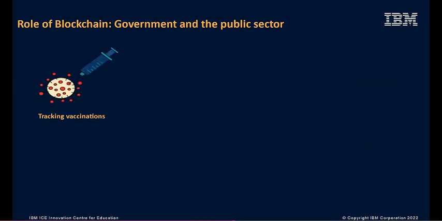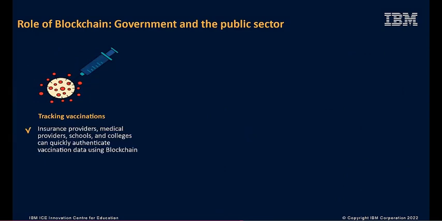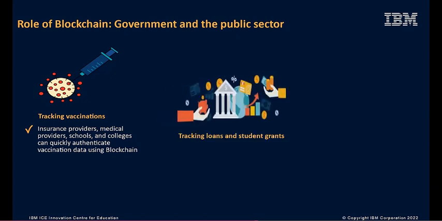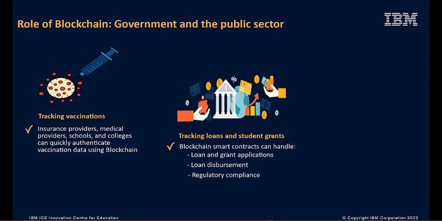Tracking vaccinations. With blockchain, insurance companies, medical providers, schools, and colleges can quickly authenticate vaccination records. As a result, micropayments and medical benefits can be accurately activated. Tracking loans and student grants. Blockchain smart contracts can handle loan and grant applications, loan disbursement, and regulatory compliance. Blockchain brings real-time data, security, and enhanced compliance to the process.